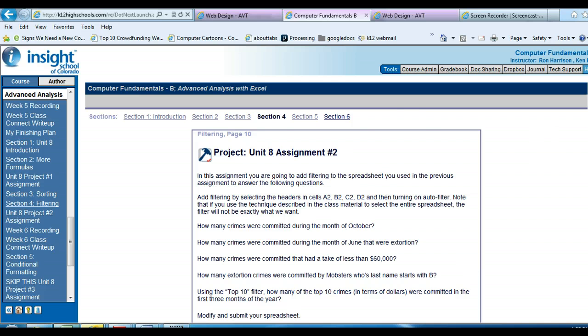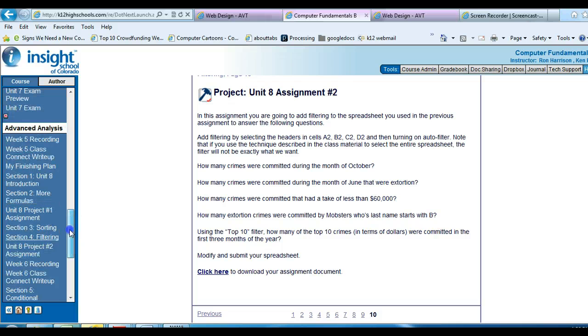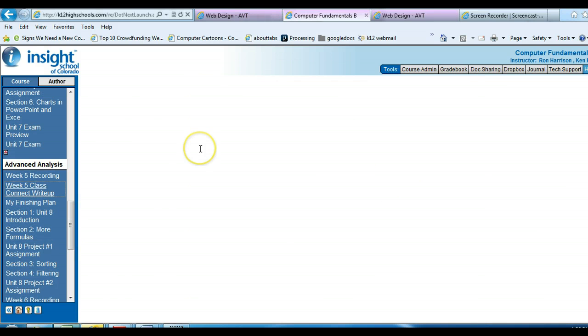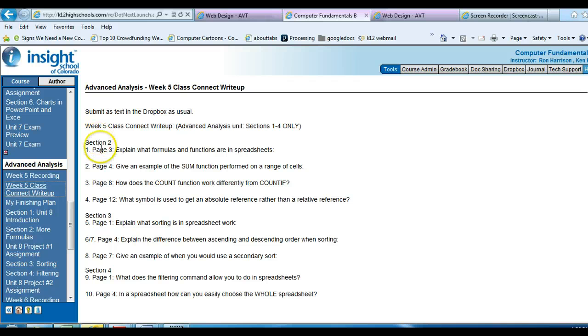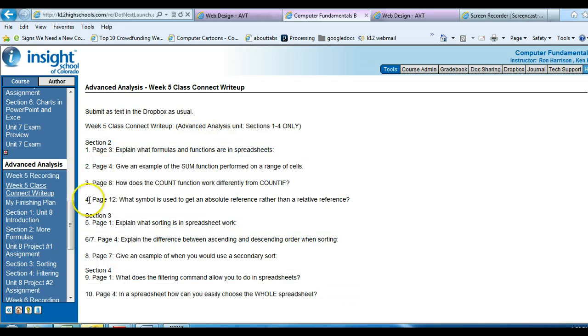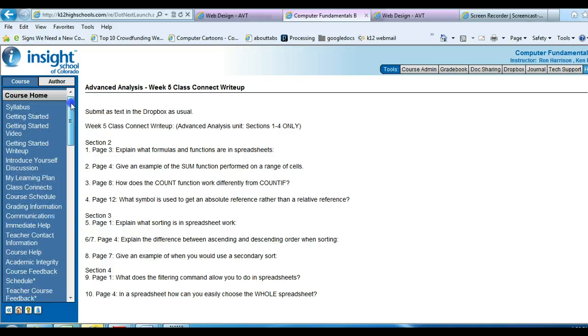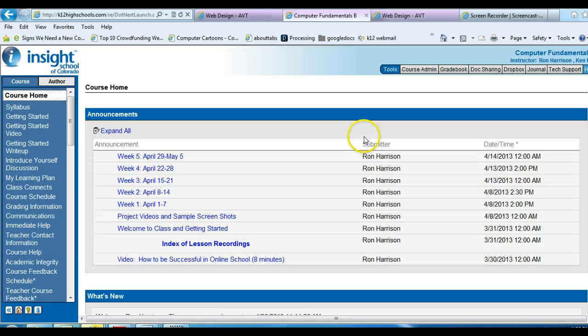Now this assignment I will also create a demo for, because it's a little bit tricky, but this is going to be using the same assignment that you used in assignment number 1. So that's all the recording that I have for week 5. Again, that's sections 1 through 4, sections 2, 3, and 4. We've answered all of these questions. You should have the answers to all of those. So you'll submit that, and then I'll have the demonstrations of both Project 1 and Project 2 for this part of this unit.